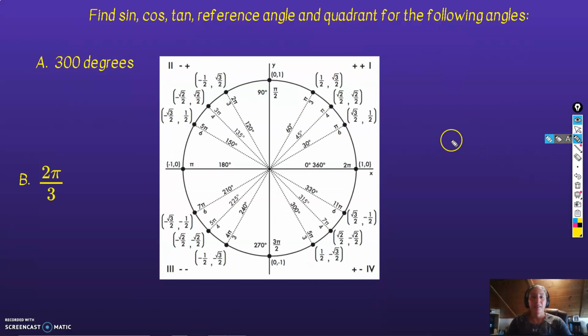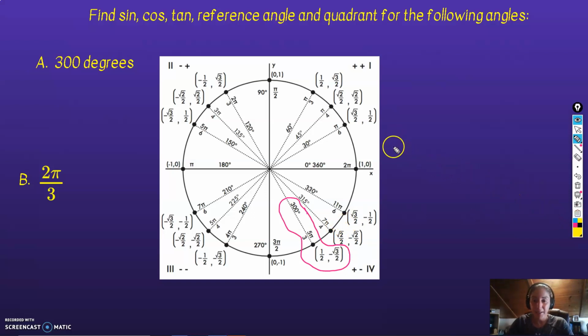Next, here's a long one. Find sine, cosine, tangent, reference angle, and quadrant for the following angles. So we'll do A, I'm going to erase it, and then we'll do B. So 300 degrees. What is the sine of 300 degrees? Well, first, let's find where this angle is on our unit circle. 300 is here. So I'm going to circle everything that goes with the 300.